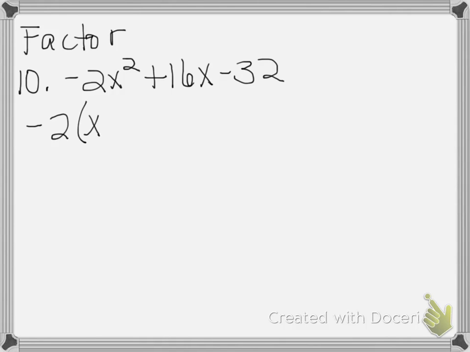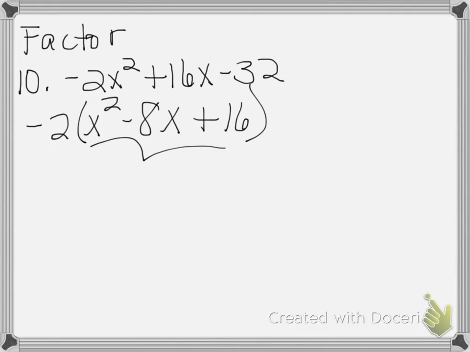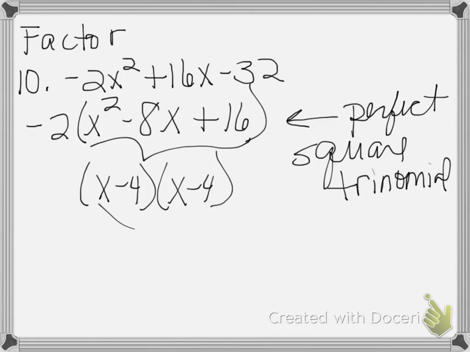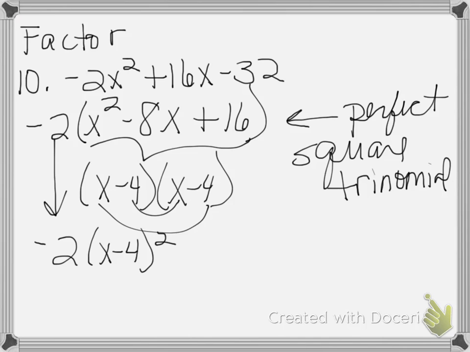Number 10, we're going to factor out a -2. Now that right there is a perfect square trinomial, and a perfect square trinomial factors into two identical binomials. So don't forget to bring down the -2 and then x minus 4 quantity squared.